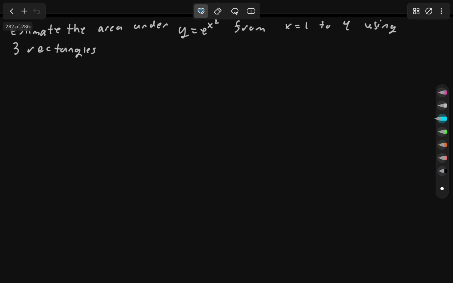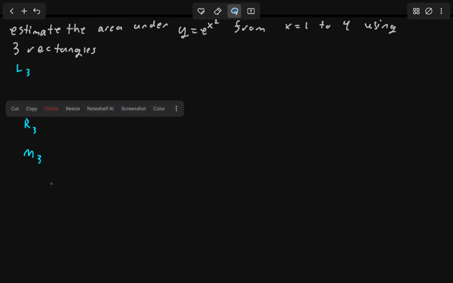So now I want us to estimate the area under the curve of y is equal to e to the power of x squared from x is equal to 1 to 4 using 3 rectangles. So we have 3 different ways of doing this. We can use a left-hand sum of 3, a right-hand sum of 3, or a midpoint sum of 3. And we're going to do all 3 of these. Probably separate these out a little bit so I can have some space.